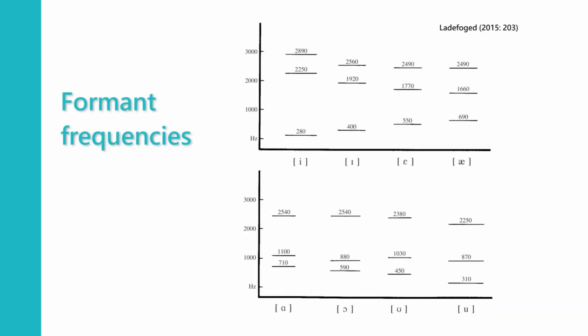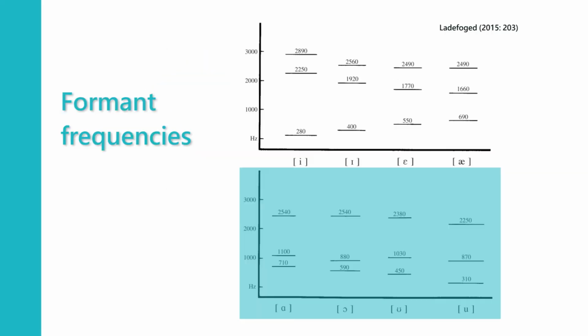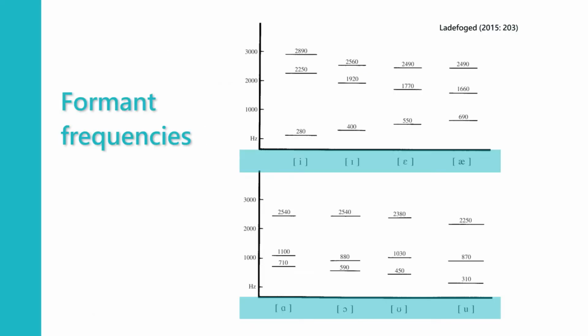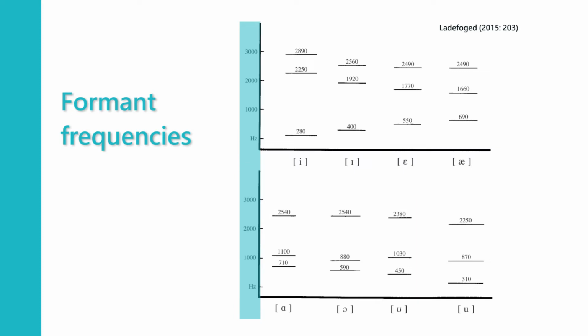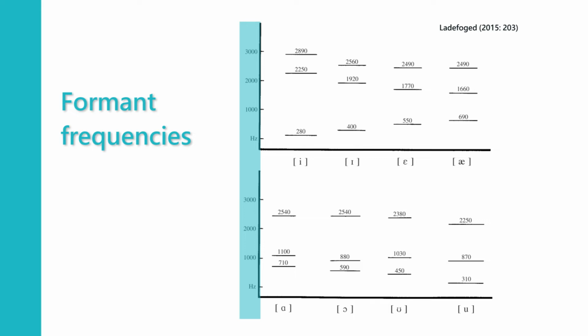In this picture, you see two charts. The one above is the front vowels. The one below it is the back vowels. On the horizontal axis, we have the list of the vowels. On the vertical axis, we have numbers which indicate the frequency in hertz. So we have 1000, 2000, 3000 hertz. As you go up, the frequency increases.